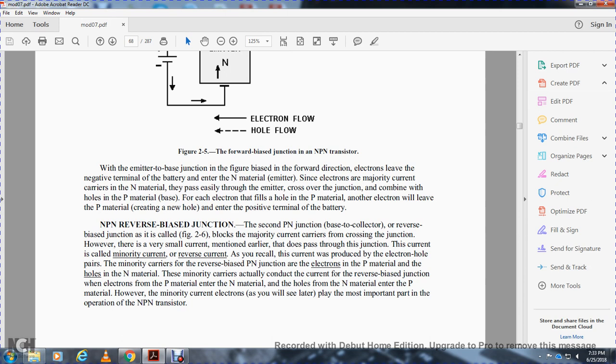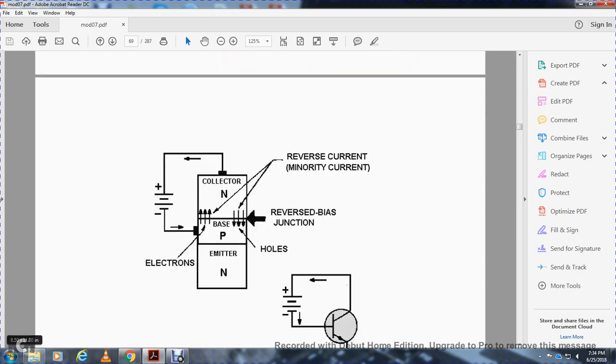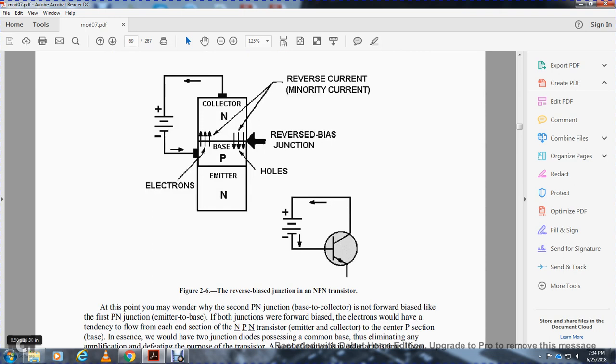As you recall, heat will produce electron hole pairs. The minority carriers of the reverse bias positive negative junction are the electrons of the positive material and the holes of the negative material. These minority carriers are the actual conductors of current across the reverse bias junction, with electrons of the positive material entering the negative material and holes of the negative material entering the positive material. However, the minority current electrons, as you will see later, play the most important part in the operation of the negative positive negative transistor. Figure 2.6 shows the reverse bias junction of the negative positive negative transistor.